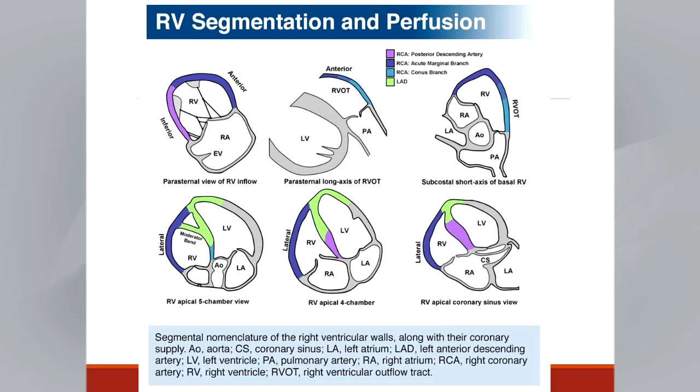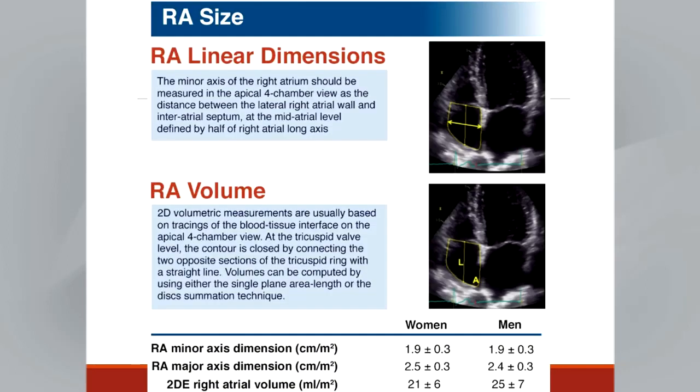We also provide information regarding right ventricular segmentation and perfusion, and if you look at this graph, you see that the right ventricular free wall is usually getting blood supply from the acute marginal branch of the right coronary artery.